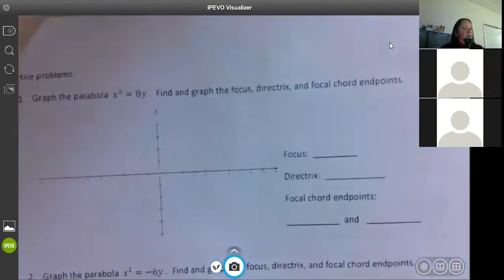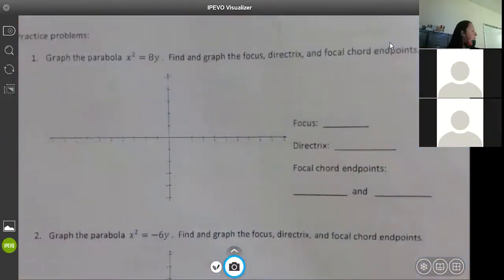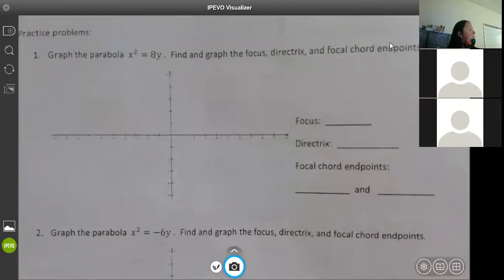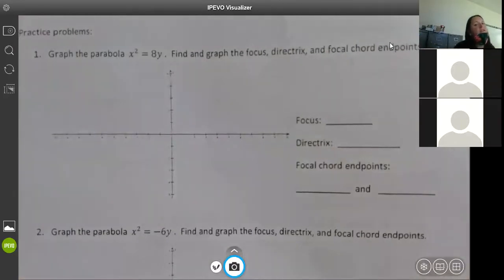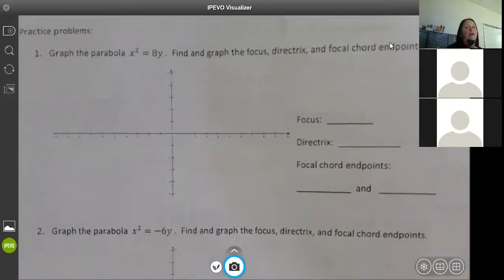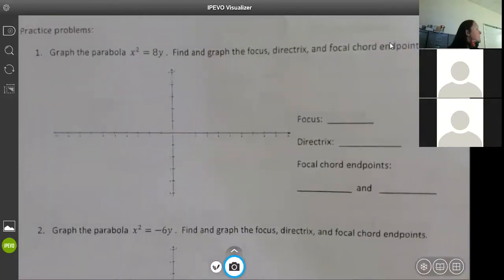We're going to flip it over, and this is exactly what your homework is going to look like. So if you follow the same way that I do it, you should be good to go. It says graph the parabola x squared equals 8y. Find and graph the focus, directrix, and focal chord endpoints. Yes, I do want you to graph. Graphing helps you a lot in this section, so make sure that you do graph.